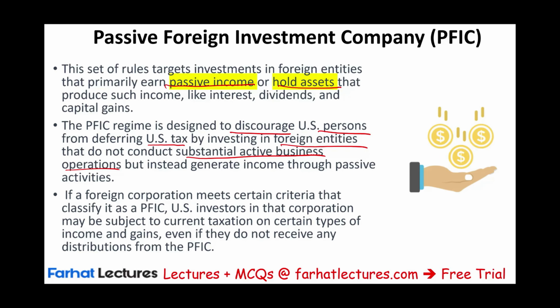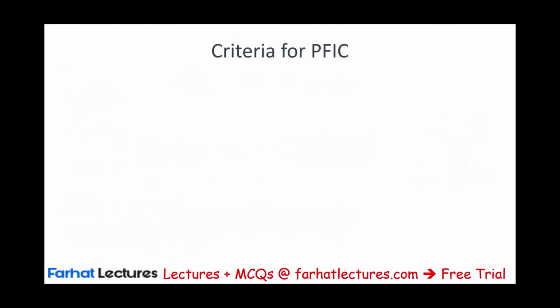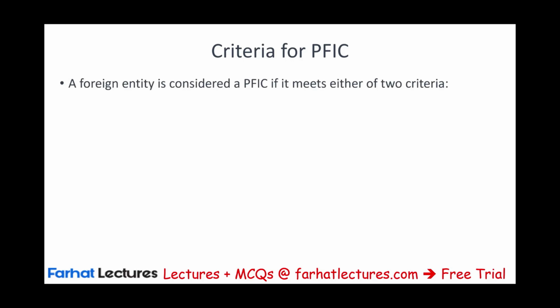So if a foreign corporation meets certain criteria that classify it as a passive foreign investment company, a U.S. investor in that corporation will be subject to current taxation on certain types of income and gains, even if they don't receive a distribution from this passive foreign investment company. So you made an investment. Well, the U.S. is going to ask, is this a passive foreign investment company? How do we know? There are criteria. As long as it meets one of those two criteria, it is a PFIC.